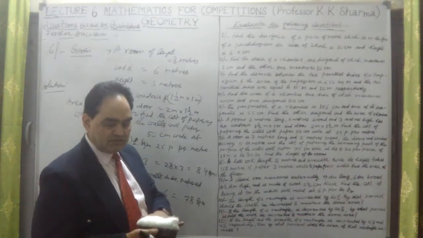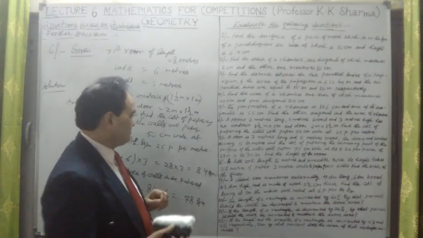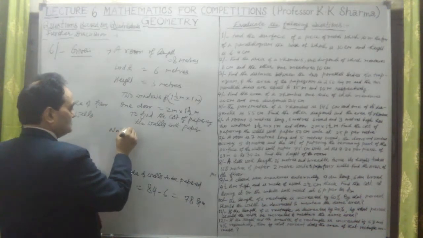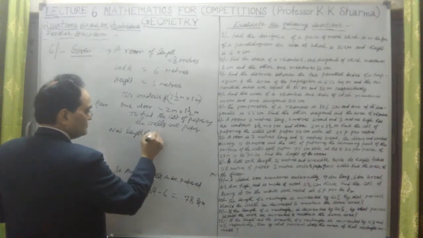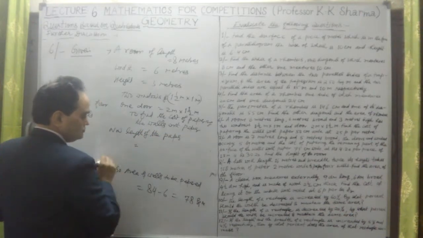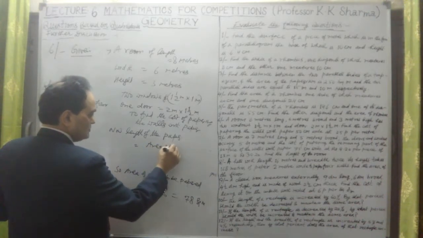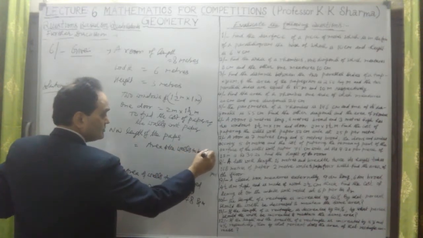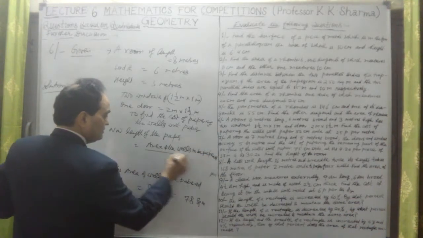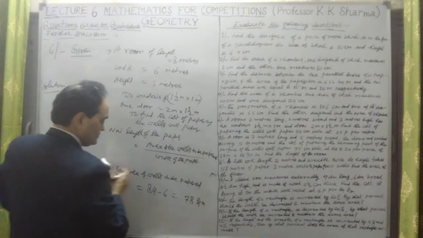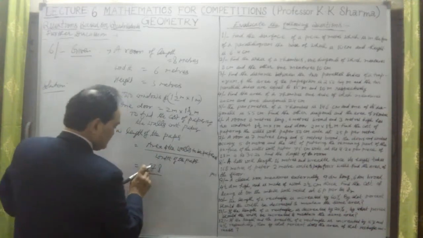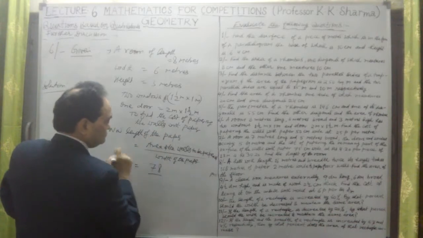Now this area is to be divided by the width of the paper, so that the length of the paper will be calculated. Now let me check what is the length of the paper. Length of the paper is equal to area of the walls to be papered divided by width of the paper. That is 78, the area to be papered, divided by the width of the paper.